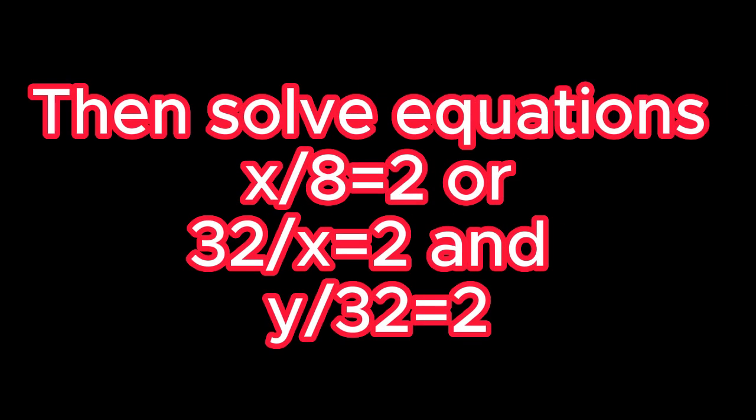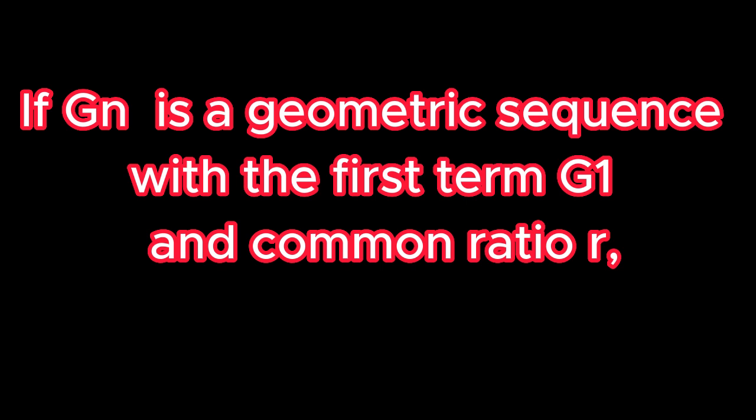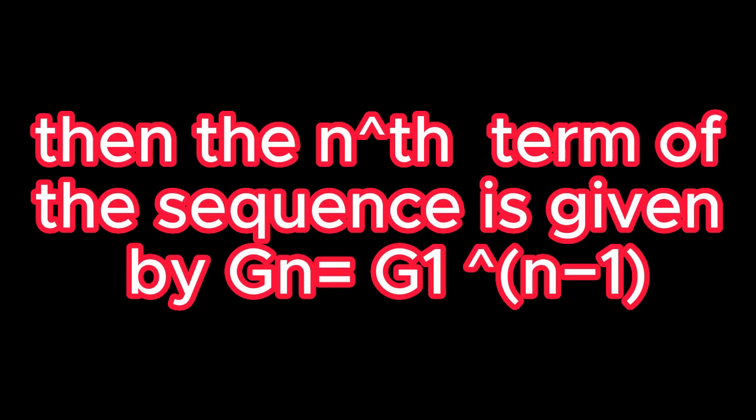Then solve the equations x over 8 is equal to 2, or 32 over x equals 2, and y over 32 is equal to 2. We get x equals 16, and y equals 64. If Gn is a geometric sequence with the first term g1 and common ratio r, then the nth term of the sequence is given by Gn equals g1 times r to the power of n minus 1.